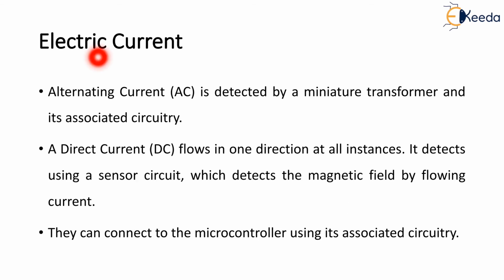So next one is electric current, that is AC and DC. Alternating current, AC, is detected by a miniature transformer and its associated circuitry. Direct current, DC, which flows in one direction at all instants, is detected by a sensor circuit which detects the magnetic field produced by the flowing current. So they can connect to the microcontroller using its associated circuitry.